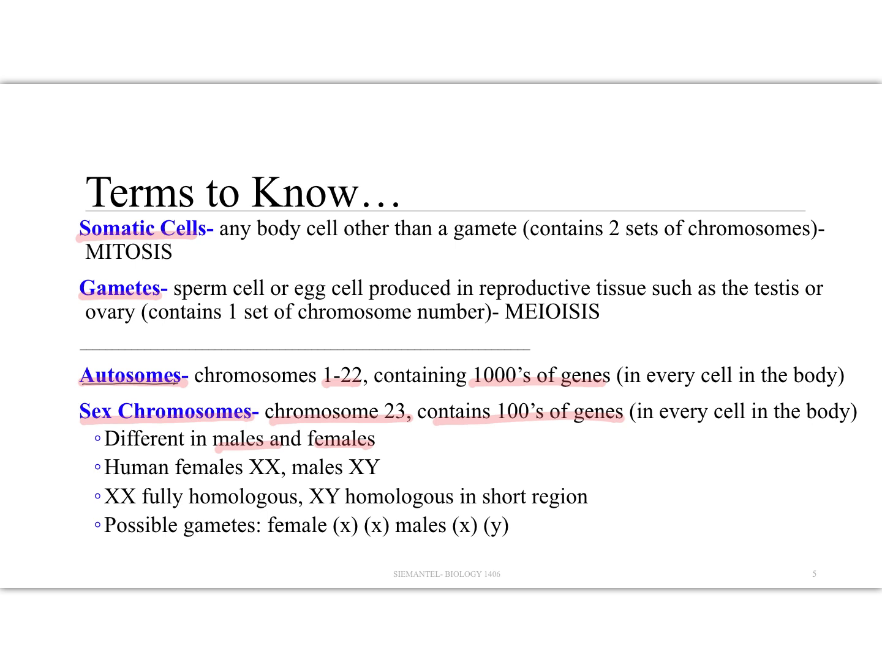So human females have an XX chromosome 23, and males have XY chromosome 23s. XX is fully homologous. They're exactly the same. XY is not fully homologous because Y has different genes than X. So the resulting gametes: a female can make 2 X gametes or 2 X cells, and a male can make 1 X cell and 1 Y cell.